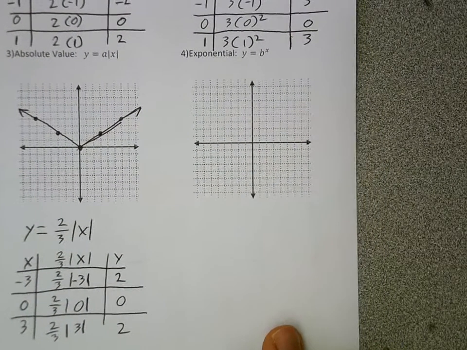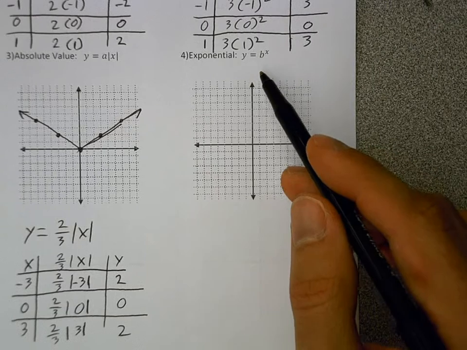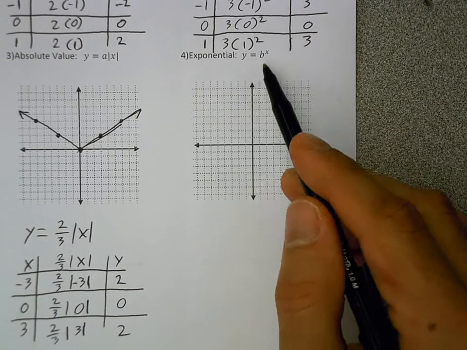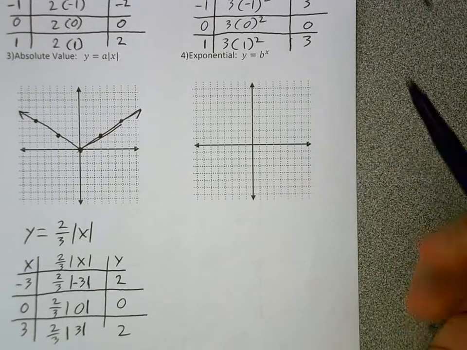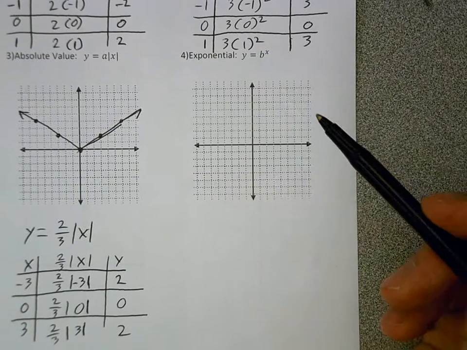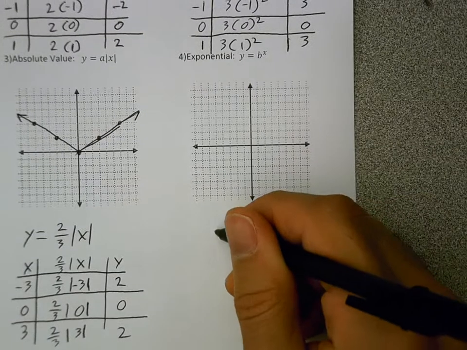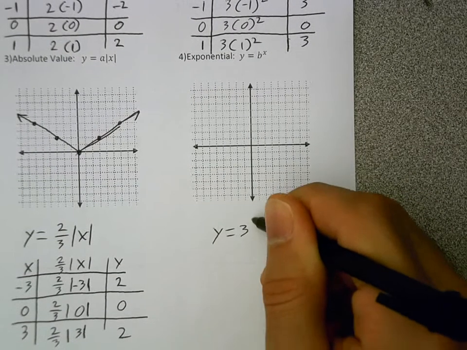Exponential graphs. y equals b to the x power. There's a reason it's b and not a. We'll talk about that later. For now, don't worry about it. Just know that it's going to be y equals a number raised to the x power. That number, for what we're doing right now, is always going to be positive. Let's take y equals 3 to the x power.